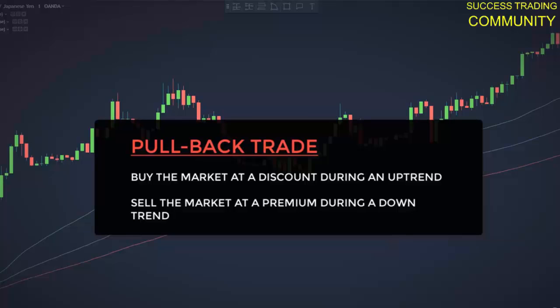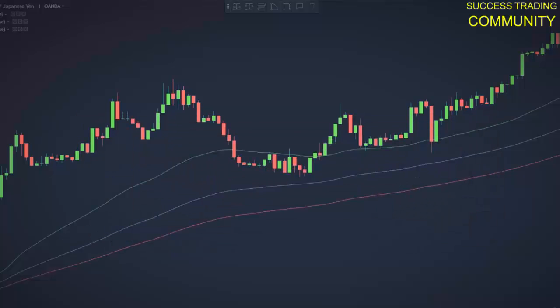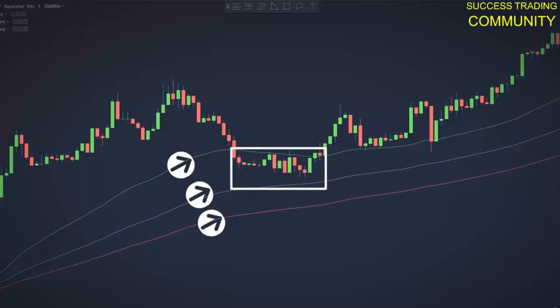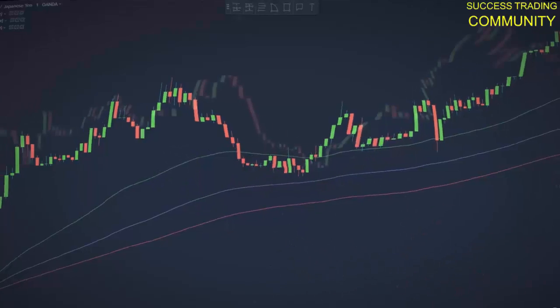The goal of the pullback trade is to take advantage of situations when price is in an established trend, either bullish or bearish, and all 3 moving averages are indicating the same direction. Any pullback to the first or second EMA offers a buying or selling opportunity back in the direction of the established trend. This setup is effective because it forces you to buy below value and sell above value, while keeping you disciplined to the existing trend.